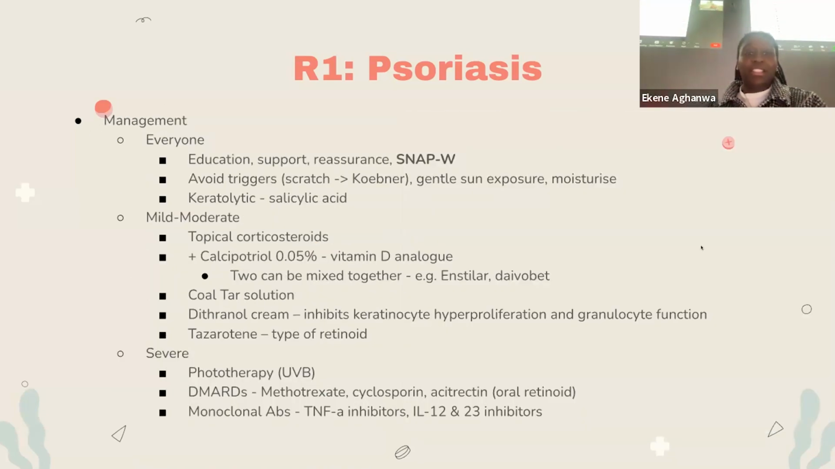Okay, so for management: education, SNAP W, avoid triggers. For psoriasis, they say that gentle sun exposure can help as well, and moisturizing definitely. For mild to moderate psoriasis, again, it's the topical corticosteroids. Sometimes a vitamin D analog cream can help as well. The rest is more specialist therapy, but definitely remember the corticosteroids and the general management too.